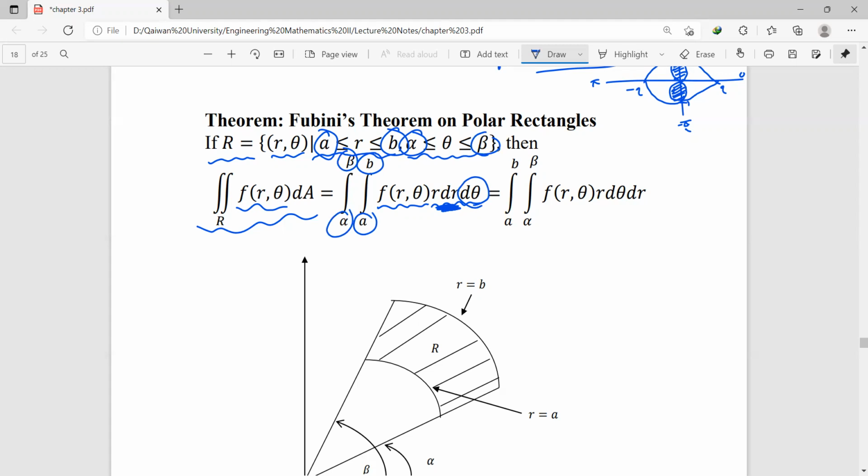Or we can say it equals d theta dr. So d theta, theta is from alpha to beta, and r is from a to b.